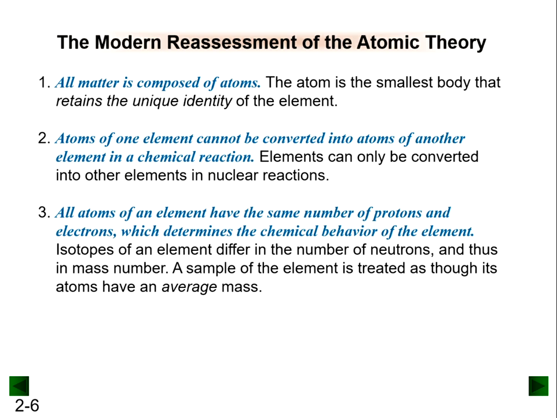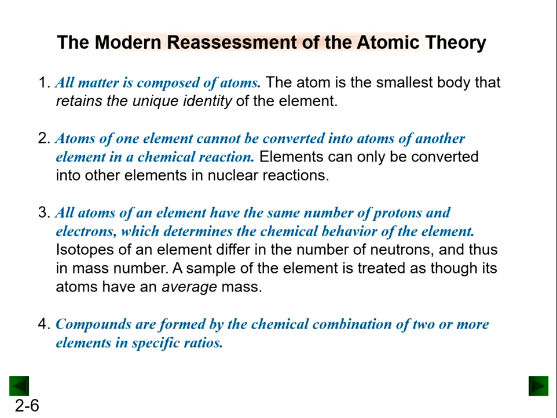Isotopes of an element differ in the number of neutrons and thus in mass number. A sample of an element is treated as though its atoms have an average mass, and that's averaged across all the isotopes. And finally, compounds are formed by the chemical combination of two or more elements in specific ratios. That's still true, though we think about the combination not based on mass so much as amount of material. And we'll look at molar amounts when we move on to chapter 3.